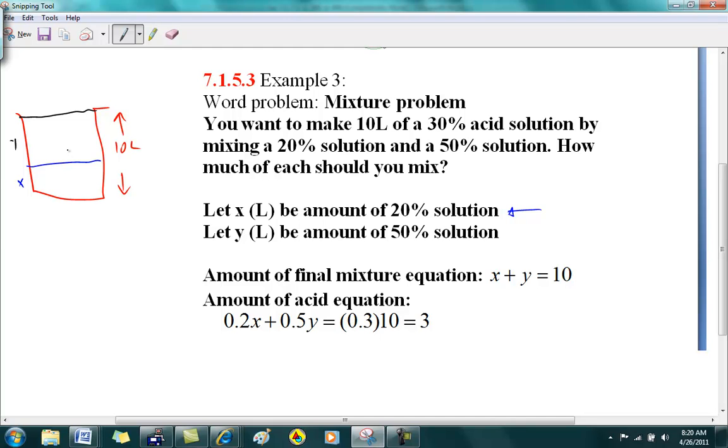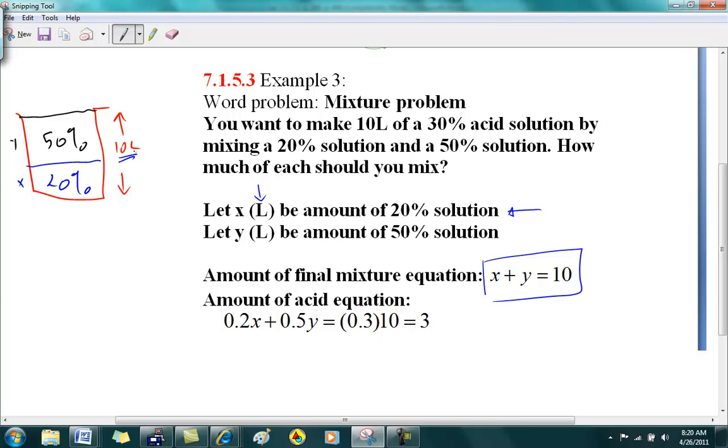So the second one is 50%. The first one was 20%. Okay? And notice that x and y are in liters, okay? You can see it right there. And so here's your first equation, x plus y equals 10. Okay? Because the total amount of solution you want is 10 liters right there.